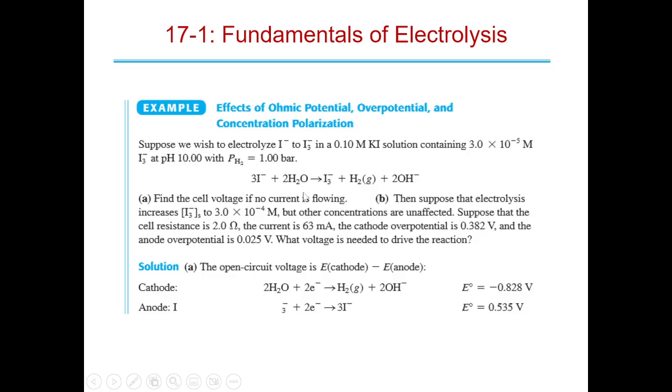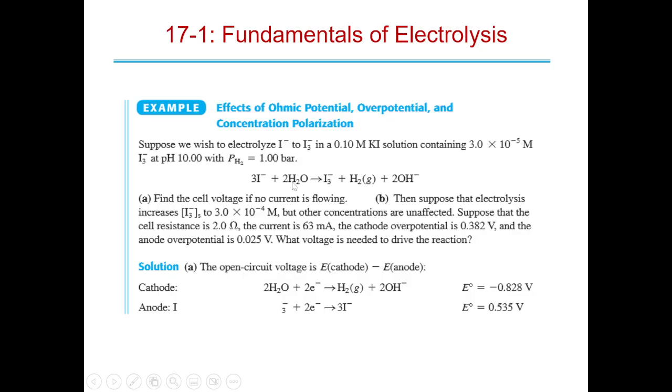Okay, so let's do A first. Find the cell voltage if no current is flowing. All right. So what is the open circuit voltage on these systems? Well, we typically do E cathode minus E anode, right? So what is your cathode? What is your anode? Basically, what is your oxidation and reduction? Okay, so what do we see here? Well, we see an I minus and I3 minus, right? We also see an H2O going to H2 and OH minus, right?